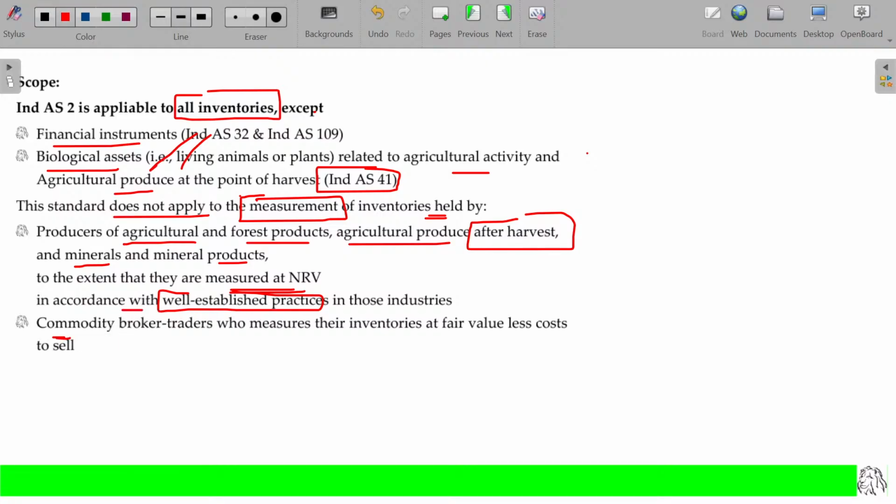Commodity broker traders, okay, in case of commodities held by the brokers, right, commodity market. That will also not be considered here.